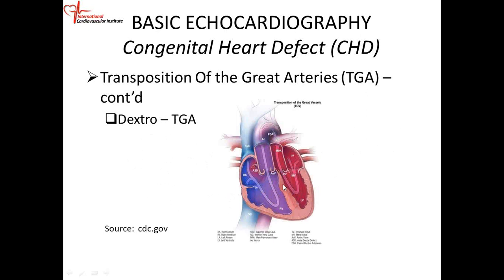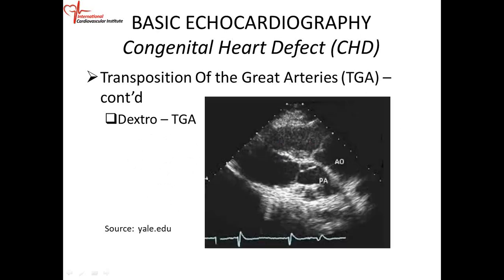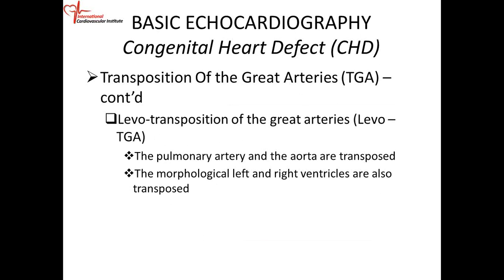Unless there is a defect which allows mixing of the oxygenated blood to the right side, and then you'll get oxygenated blood going through the aorta to the body. All right? So that is your D-transposition. Very simplistic explanation, but if you keep that, you will remember it.